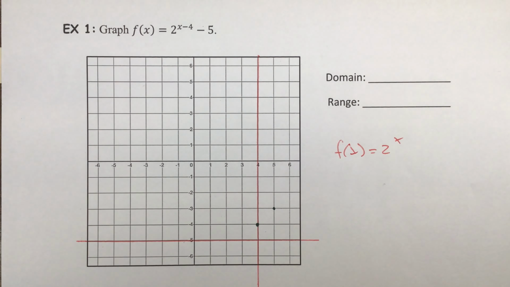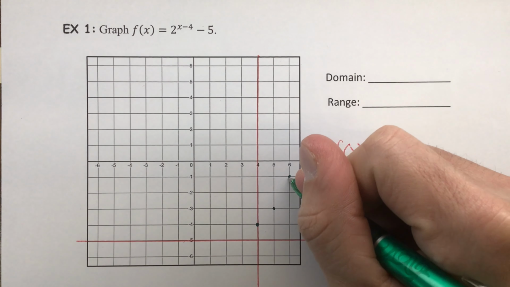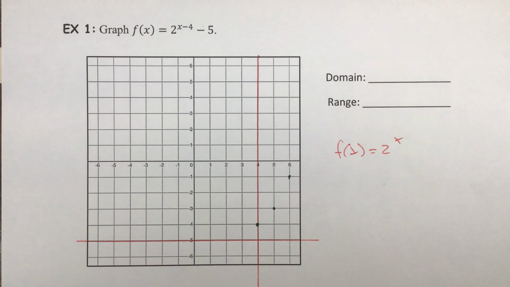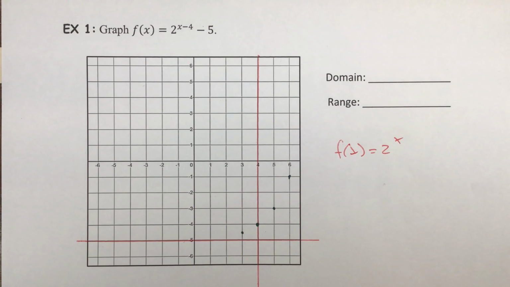Okay, and I can continue to plot some points based off of the parent function. I could go out 2, which would be 2 squared. That takes us to 4. Okay, so I count up 4 and I get a point there. In the other direction, 2 to the negative 1 is going to give you 1/2. 2 to the negative 2 is going to give you 1/4. All right, and then from this point, I can basically just connect the dots.